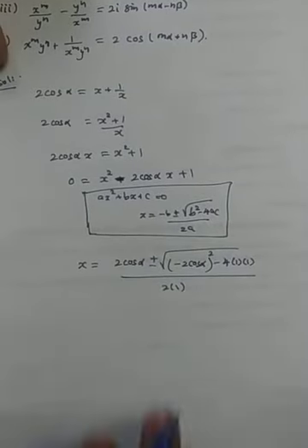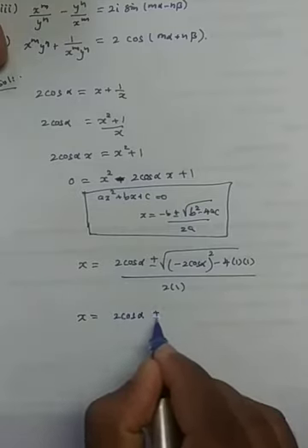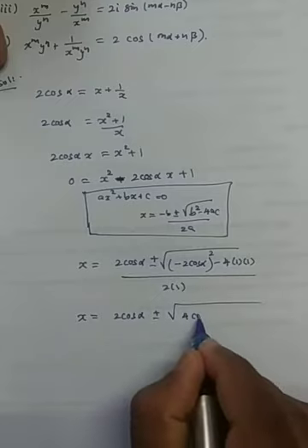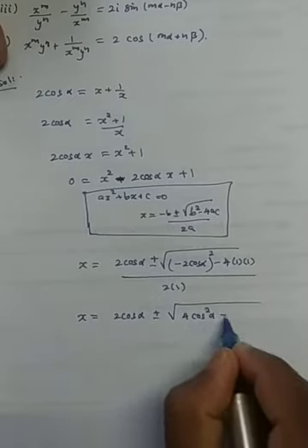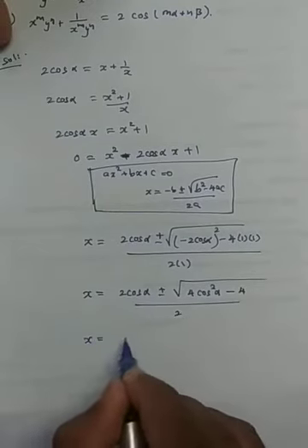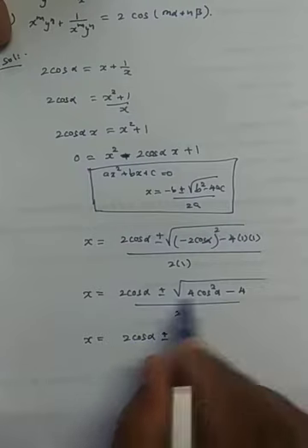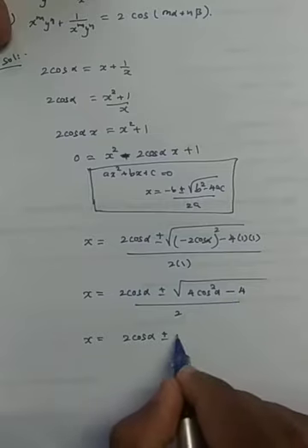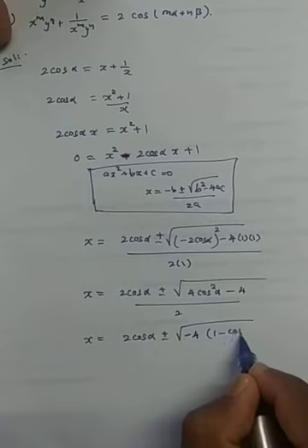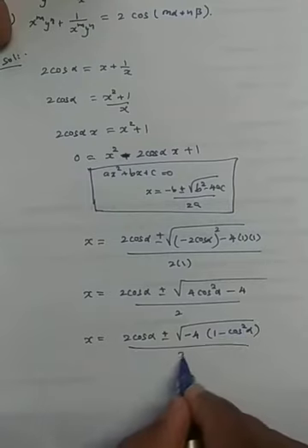So now the x value is 2 cos alpha plus or minus root of, minus into minus plus, 2 2s are 4, so 4 cos square alpha, and here minus 4 will come, divided by 2. Now x equals 2 cos alpha plus or minus root of, taking 4 out commonly, minus 4 times, then we have one formula, 1 minus cos square alpha, divided by 2.